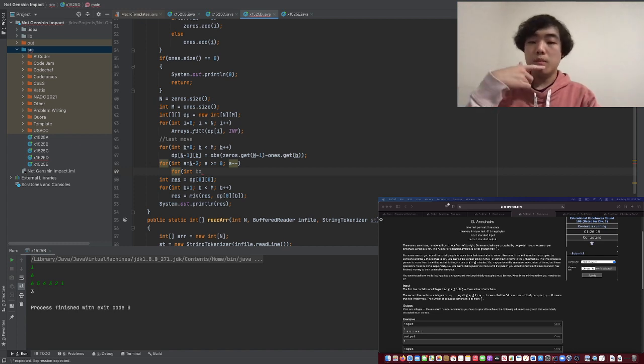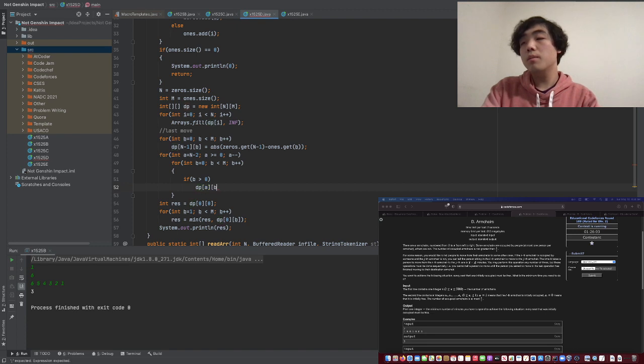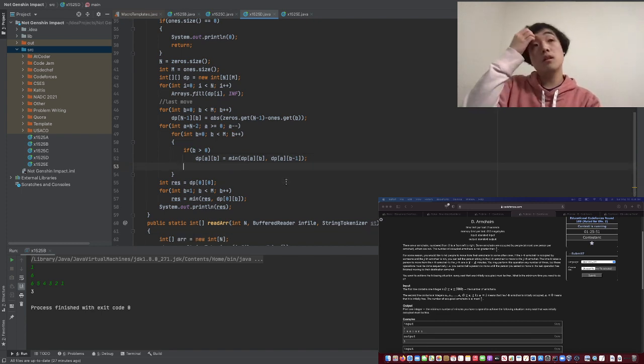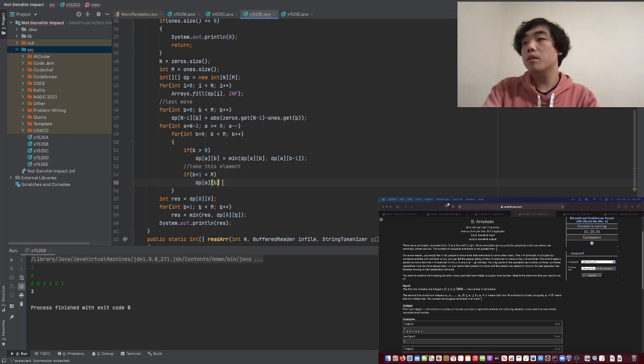I guess we could skip one number. So we need to compute smaller values before anything. Yeah, something like this, where it's like dp. If b is greater than 0, dp at a b is equal to min of itself. Something like that. Or no, like this. Otherwise, we consider taking, if b plus 1 is less than n, dp at a at b is equal to min of itself, dp at a plus 1, b plus 1, plus abs, b.get a minus 1.get b.